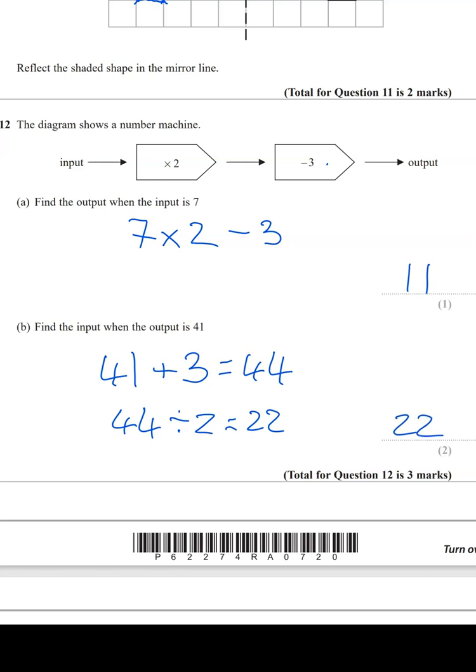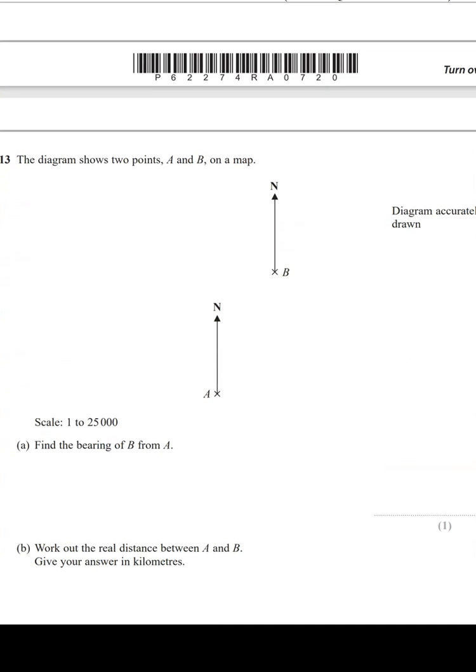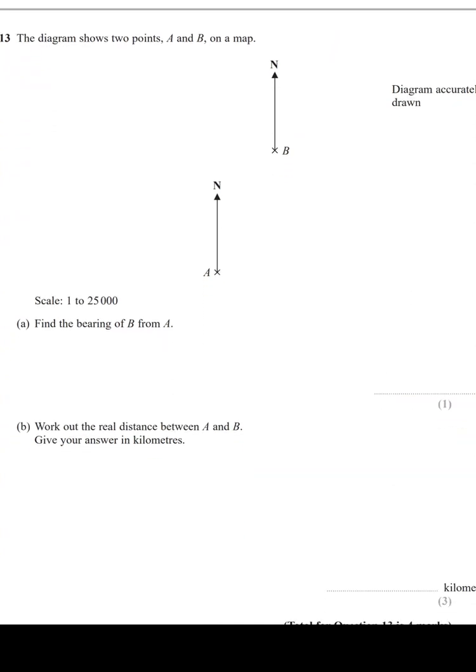Right, that's number 12. Right. Find the bearing of B from A, and this is where I really need a protractor. Hold on a moment. Okay, so a quick run up to the maths department. I now have a protractor. So we need to find the bearing of B from A.